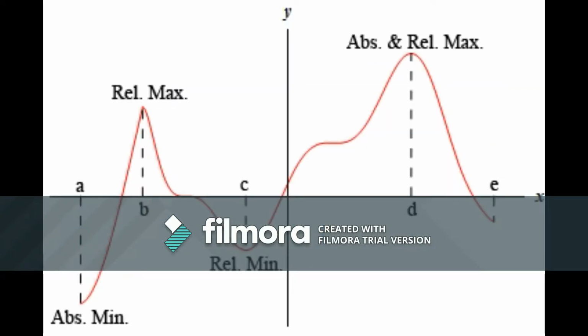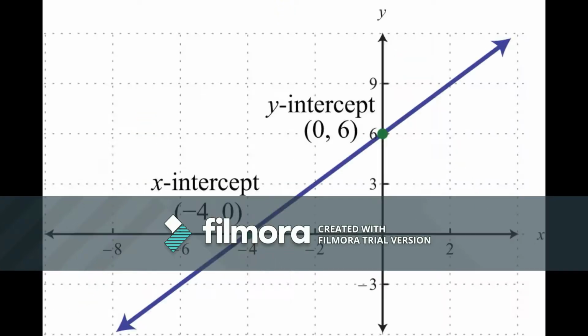Following continuous and discrete graphs, is the relative maximum and relative minimum. The relative maximum and minimum are the highest and lowest points of a graph in a given section.